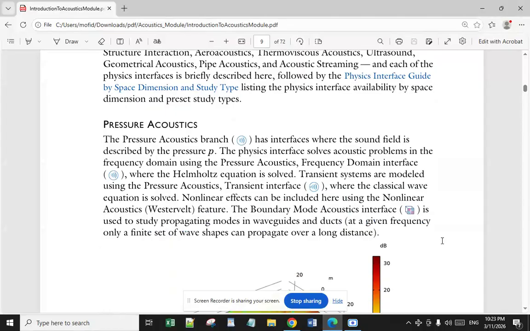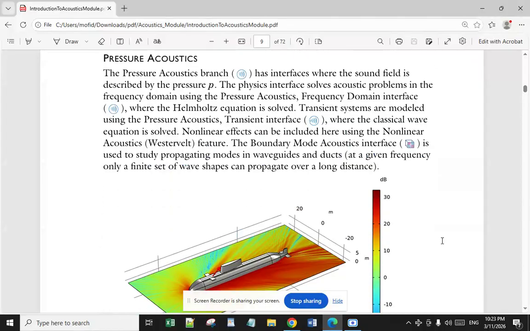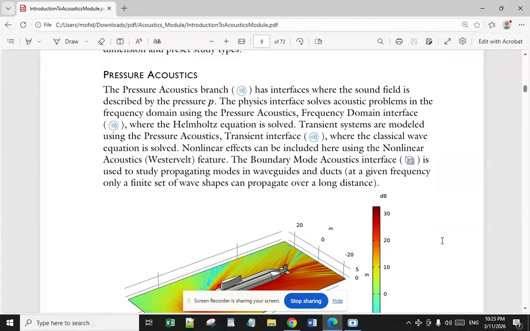The chapter on pressure acoustics. The pressure acoustics branch has interfaces where the sound field is described by the pressure p. The physics interface solves acoustic problems in the frequency domain using the Pressure Acoustics, Frequency Domain interface, where the Helmholtz equation is solved. Transient systems are modeled using the Pressure Acoustics, Transient interface, where the classical wave equation is solved.